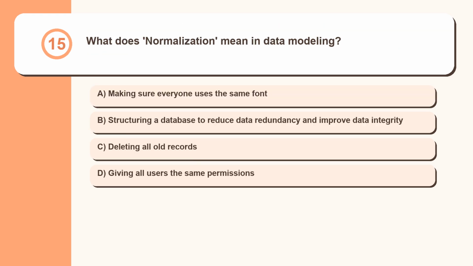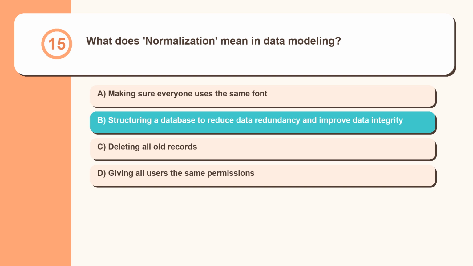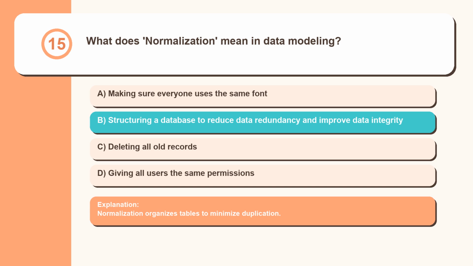Question 15. What does normalization mean in data modeling? Making sure everyone uses the same font. Structuring a database to reduce data redundancy and improve data integrity. Deleting all old records. Giving all users the same permissions. Normalization organizes tables to minimize duplication.